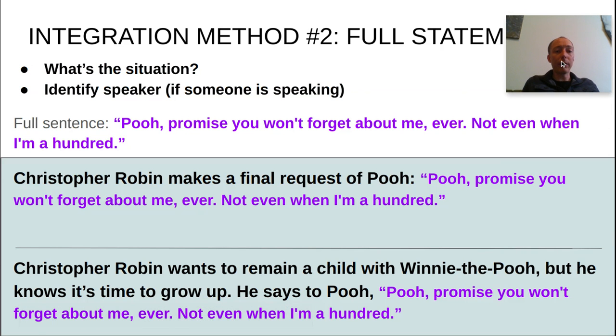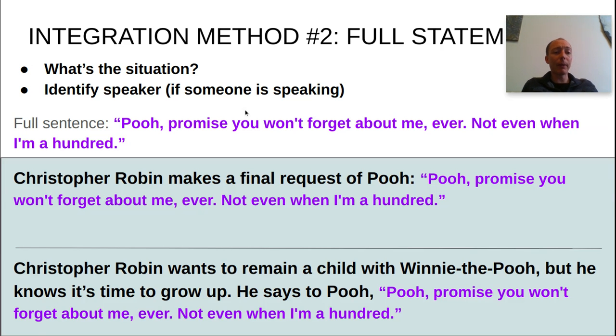So my example, the one example that works pretty well is the first one. Christopher Robin makes a final request of Pooh. Hold on one second, but that is what happens in the purple quote. He is making the request, right? The request is that he promises to make Pooh promise that he would not forget about him.